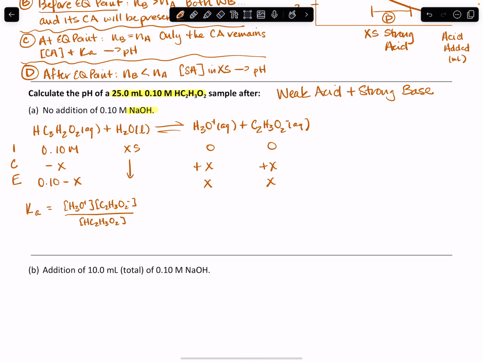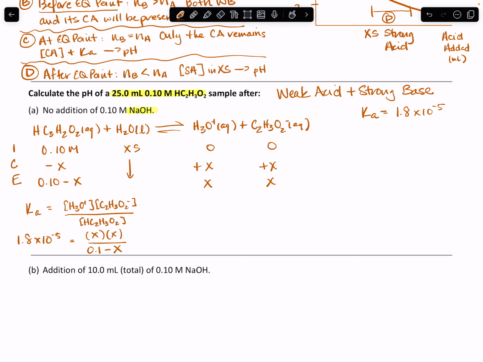All right, so I know the Ka value here because I went and looked it up. If you don't know it or it's not given in the problem, just make sure you go use Google or your textbook and you can find it. But for acetic acid, it's 1.8 times 10 to the negative fifth for my Ka value. All right, so I'm going to end up with x times x divided by 0.1 minus x.